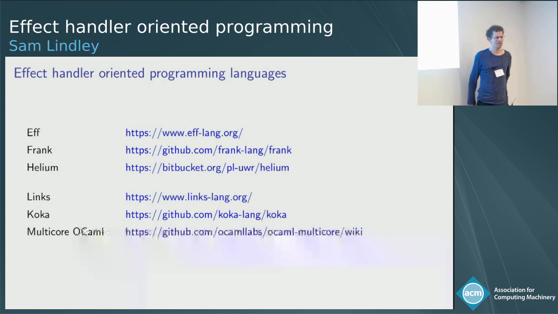I'm particularly involved in Frank and Links. Koka and multi-core OCaml have had quite a lot of engineering effort put into them. Multi-core OCaml in particular is actually very fast if you use your resumptions linearly. But yeah, you can look those up if you want to find out more about them.